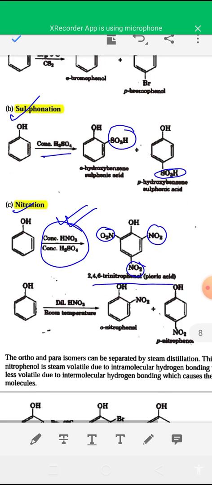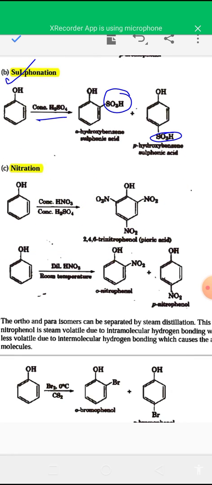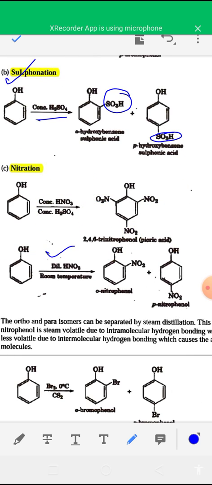Okay, next reaction of phenol with dilute nitric acid. If you use dilute nitric acid at room temperature, then you will get only orthonitrophenol and paranitrophenol. Okay, then you will not get 2,4,6 trinitrophenol. If you react phenol with concentrated nitric acid and concentrated sulfuric acid, then you will get 2,4,6 trinitrophenol.